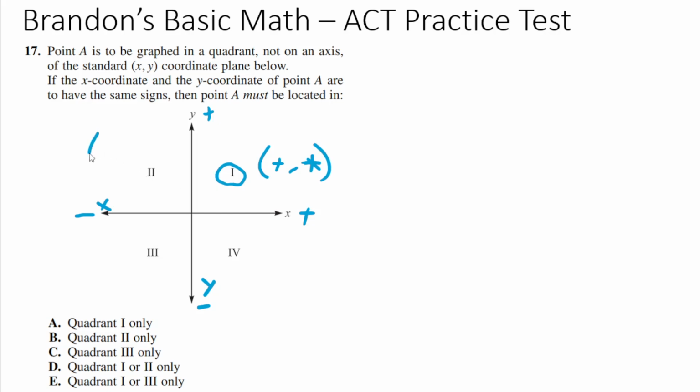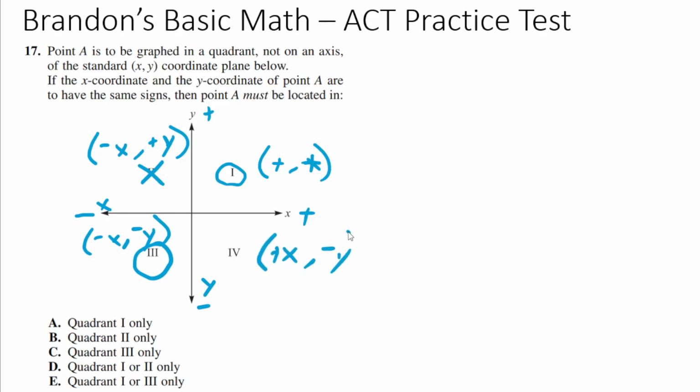Quadrant 2, we're going to have a negative x, but we're going to have a positive y. So quadrant 2 is not going to work because they're different signs. Quadrant 3, we have a negative x, and then we have a negative y. Both have negatives, so this works. And then quadrant 4, we have a positive x and a negative y. So these signs are different, so quadrant 4 is not going to work. So that means our answer here is going to be 1 and 3, which is going to be answer choice E.